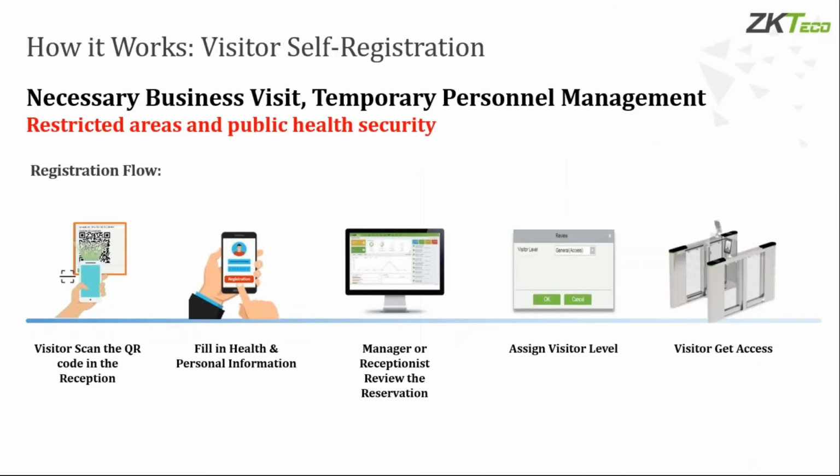Similarly, if a visitor is coming to visit you, there will be a QR code there as well, and you need to fill in the form. You need to fill in the personal information. Then the manager or receptionist will review that information, and according to their health condition, they will define the access level for the visitor, for the entrance, or for the door, or for the elevator. They will define the access, and the visitor will get access using this model.